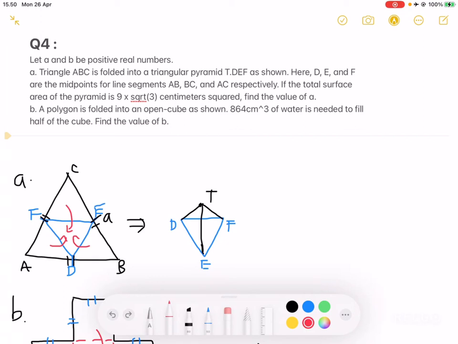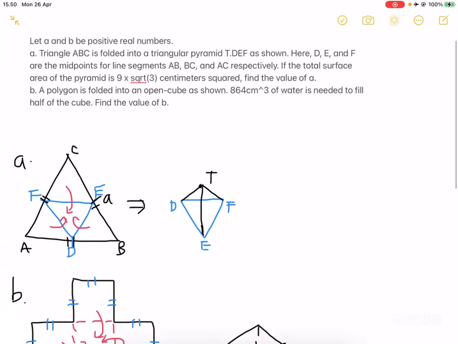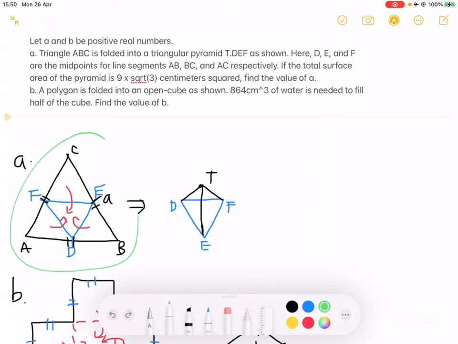Well, since we know that there is no cutting involved, it's only involved in folding the triangle, that means the surface area of the pyramid is actually equal to the area of triangle ABC. So let's just find the area of triangle ABC.